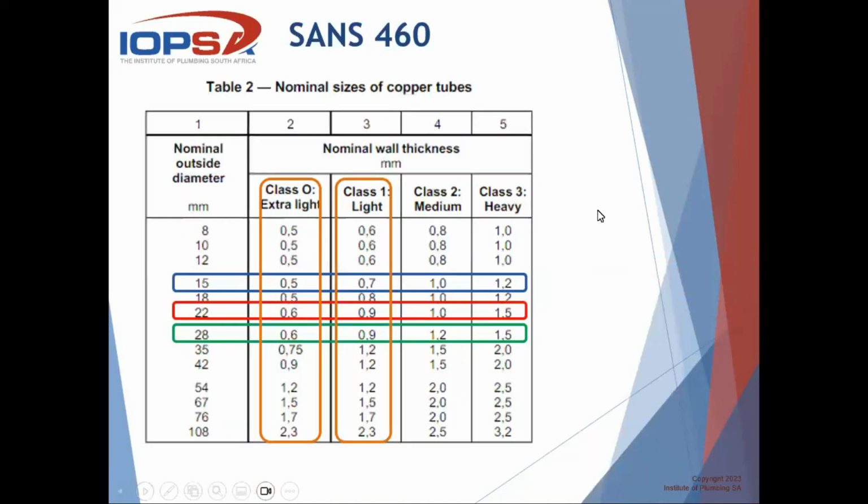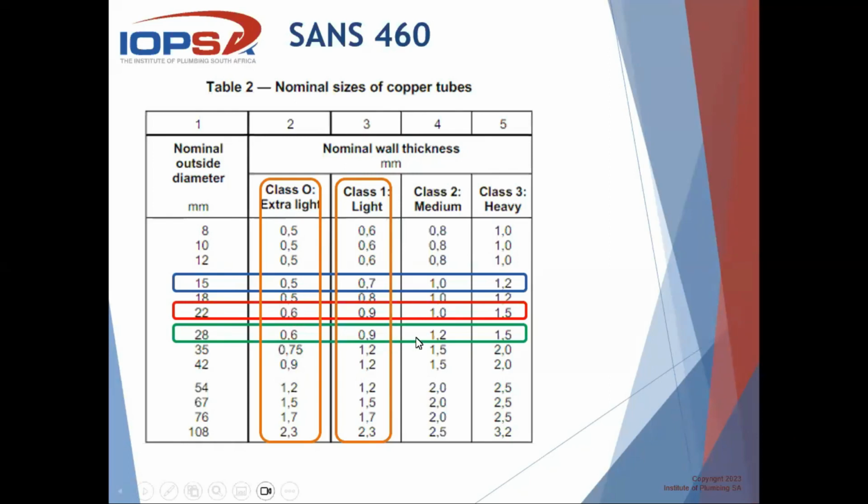Right, so let's have a look at table 2. And table 2 here is, as mentioned before, you'll see under the 15 mil pipe, class 0 the wall thickness must be 0.5, class 1 0.7, and so on. So we're just going to highlight those that we mostly work with, which is class 0 and class 1. 22 mil, 0.6 and 0.9, and then 28, 0.6 and 0.9.